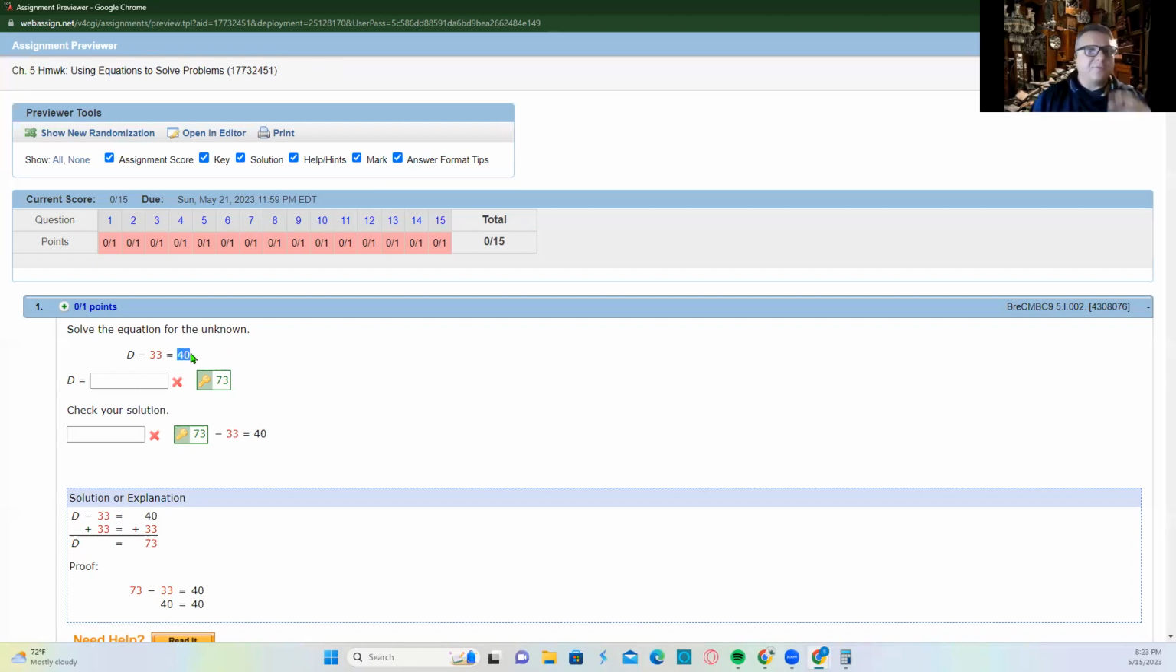Okay. So whatever you do on the left side, you do on the right side. Whatever you do on the right side, you do on the left side. You do the exact same thing. If you subtract on one side, you subtract on the other side the exact same number. Same thing with multiplication, division, all that. It has to be exactly the same.